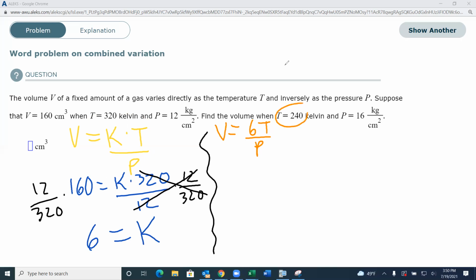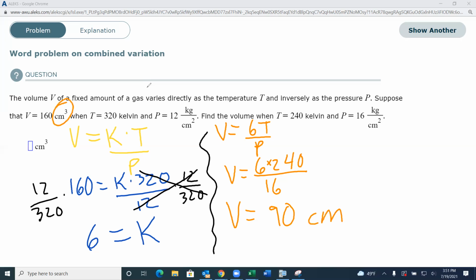So it says, go find the volume when T is 240 and P is 16. Okay, so 6 times 240 divided by 16, and I get 90 even. And the volume is measured in cubic centimeters, cc's, so 90 cubic centimeters. All right, cool. And then that's the end of the problem. That's what we're looking for.